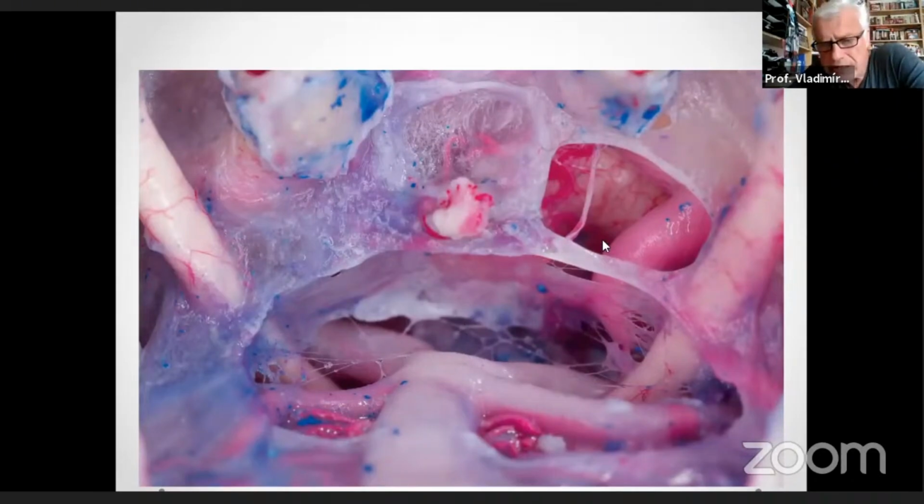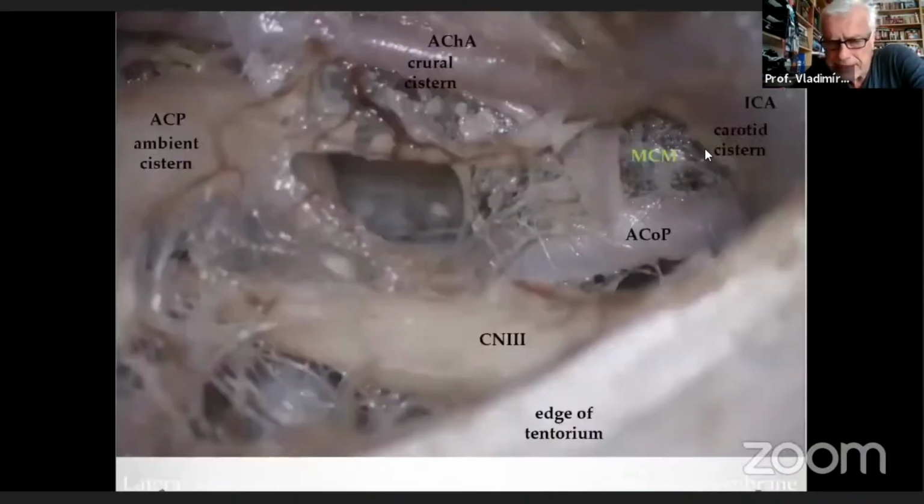So here is the carotid cistern opened, and here is the pontine cistern where the basilar tree is. And you see that the only firm structure here is the Liliequist membrane, which separates the two compartments. This is what I was talking about. The arachnoid is more like a scaffold which holds nerves and vessels in place. And you see that those are strands, fibers, trabeculae. It's not really a wall.